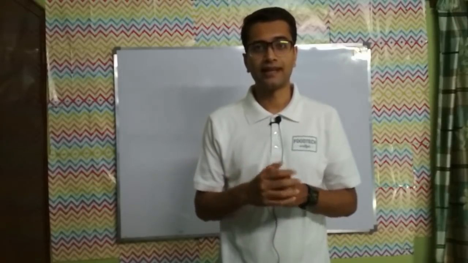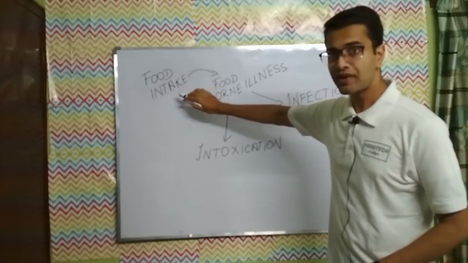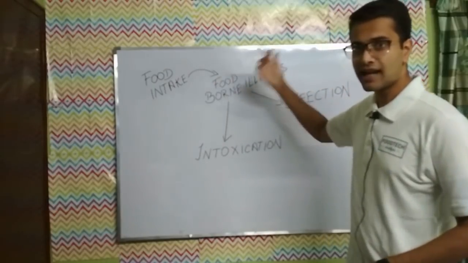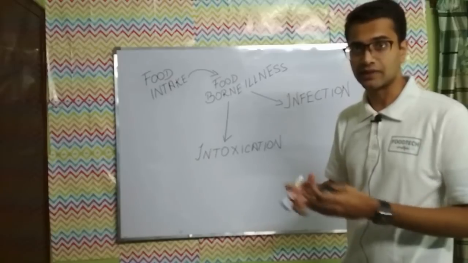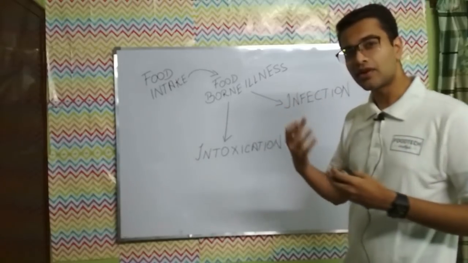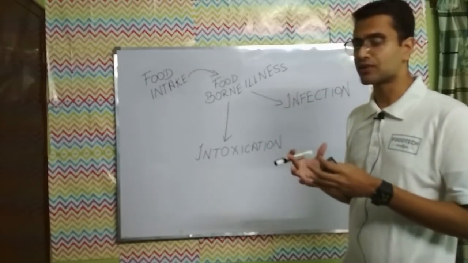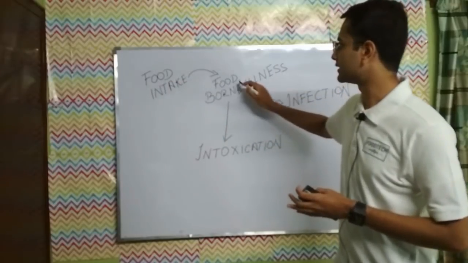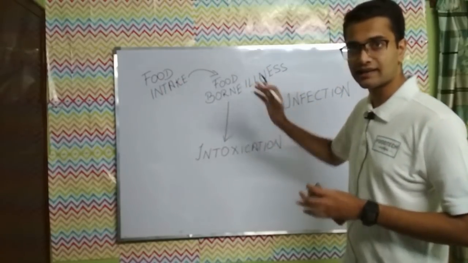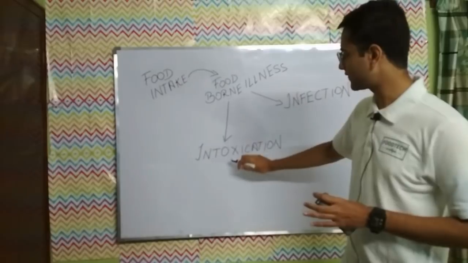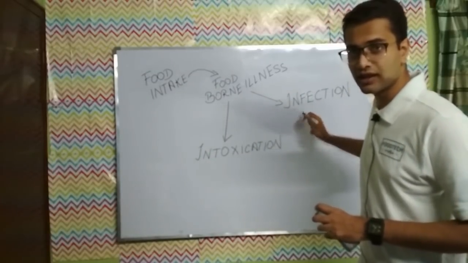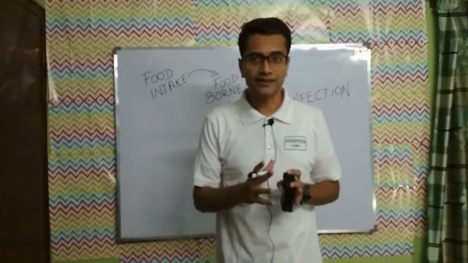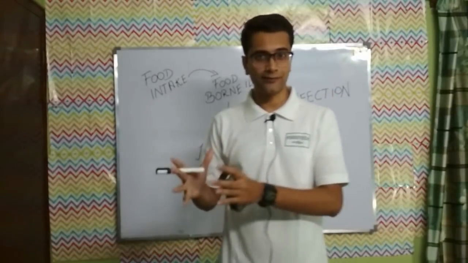Now, when you consume food, there are some hazards and risks involved. There are some sorts of foodborne illness that may be associated with that food, and these foodborne illnesses are classified in two categories. The first one is food intoxication and the second one is food infection. Now, what is the difference between food intoxication and food infection?